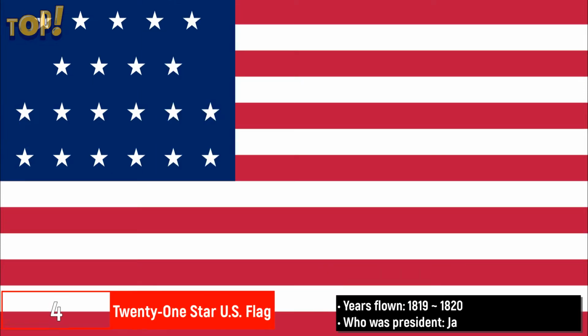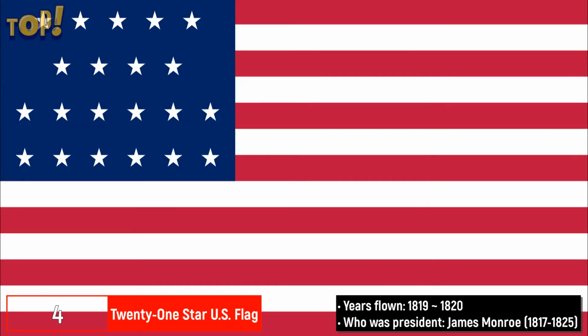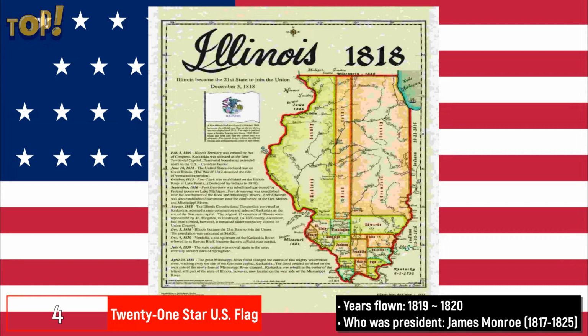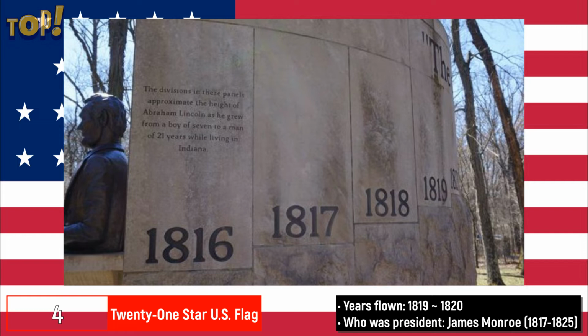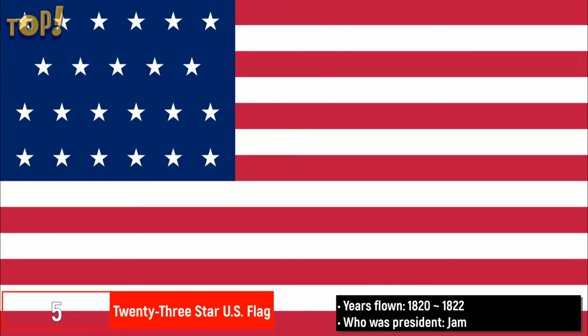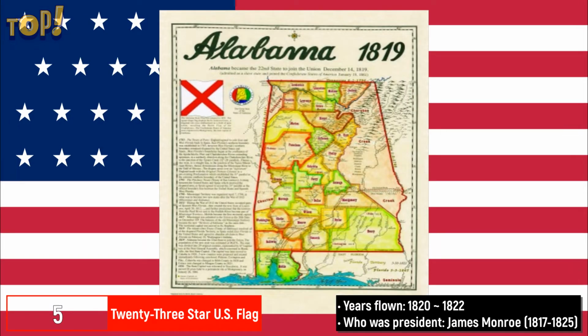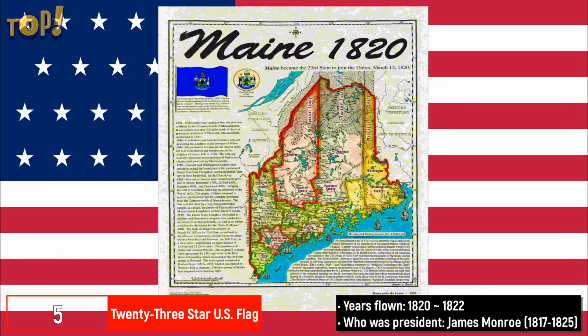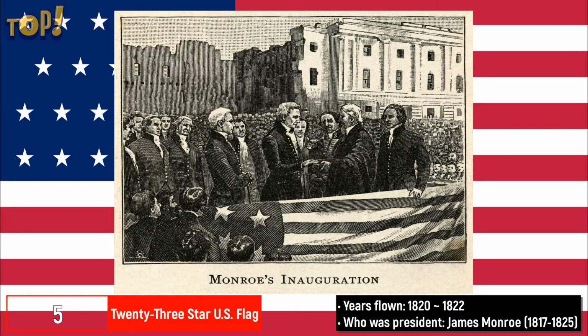Just over a year after the 20-star flag was introduced, the United States added Illinois to the Union, boosting the number of states to 21. Illinois, where future President Abraham Lincoln began his political career, was admitted on December 3, 1818. The number of U.S. states rose to 23 with the admission of Alabama in 1819 and Maine in 1820. The flag became the official U.S. flag on July 4, 1820, and would last 2 years. President James Monroe was the only president to serve under this flag as well as the previous 2 flags.